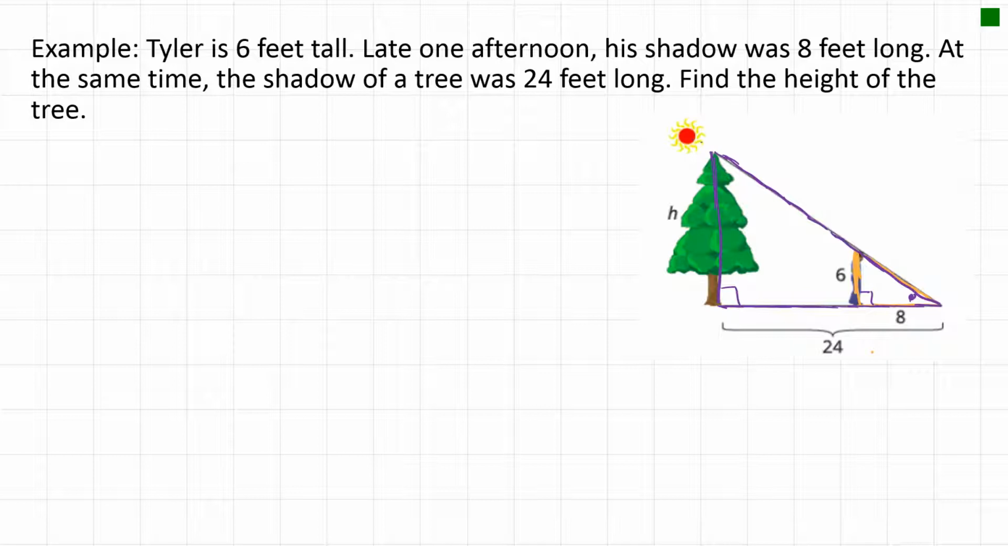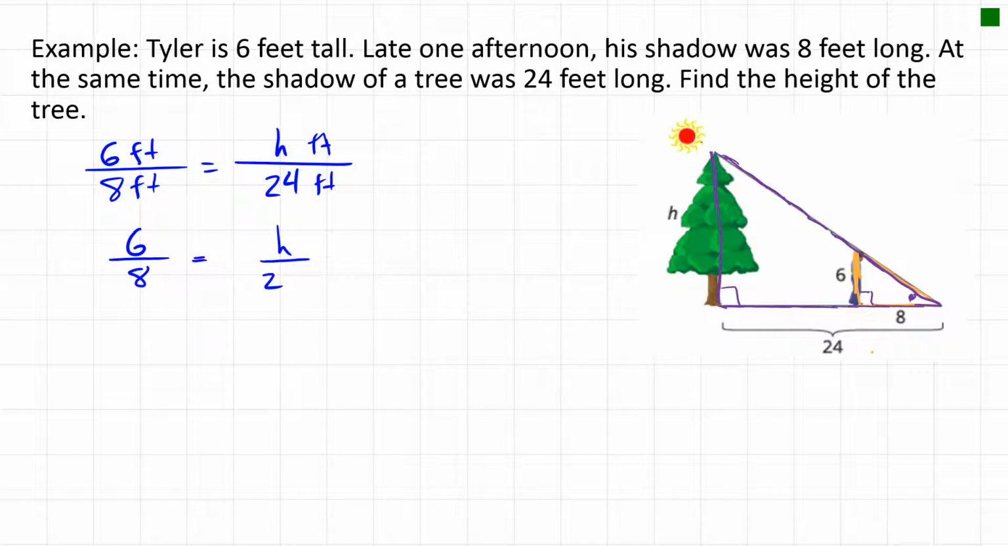So to solve this problem, we can do it very similar to how we did the last problem, which is to set up, for these similar shapes, a ratio of their sides. For Tyler, for his 6-foot tall self, there's 8 feet worth of shadow, and the proportion must be the same for the tree. So for the tree, which is h feet tall, we have a 24-foot shadow. From here, we would go 6 over 8 equals h over 24.